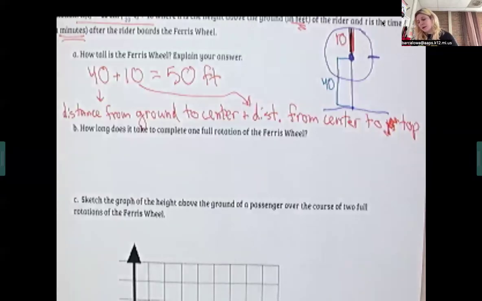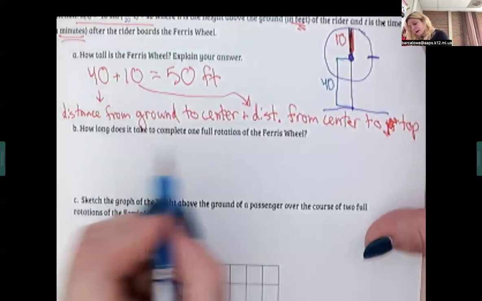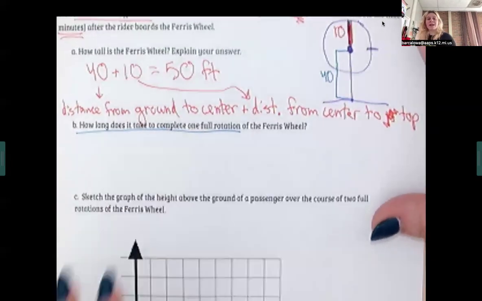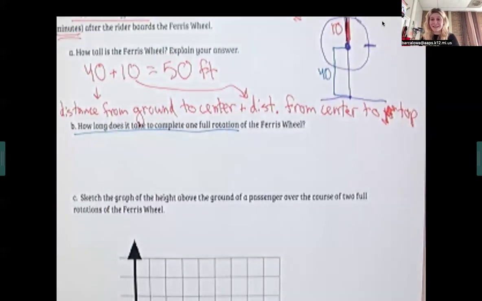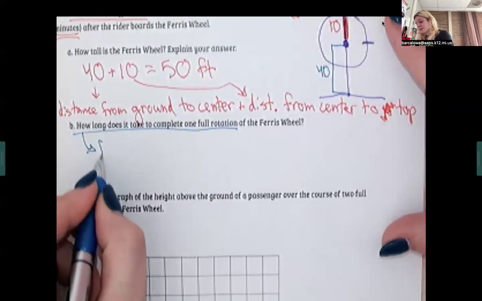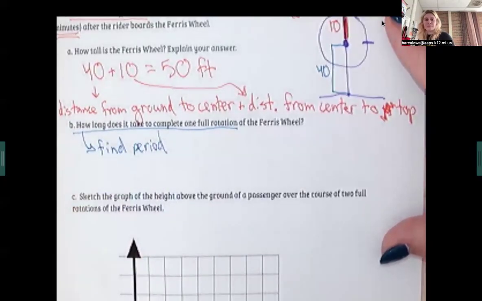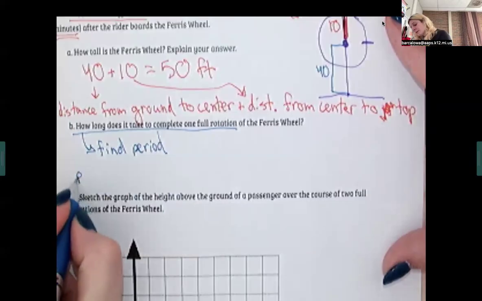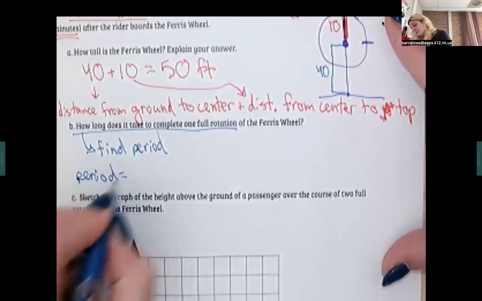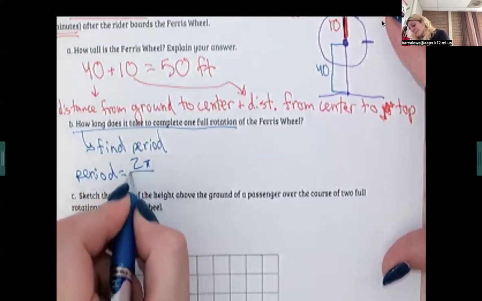Okay, how long does it take to complete one full rotation? That is literally what a period is. The period is the time it takes to complete one cycle or one rotation. So this is just asking you to find the period. Okay, so how do we find period? Period equals 2 pi over b.